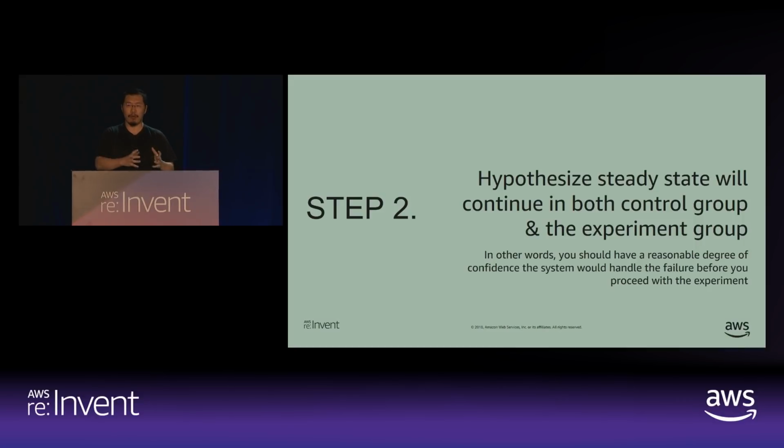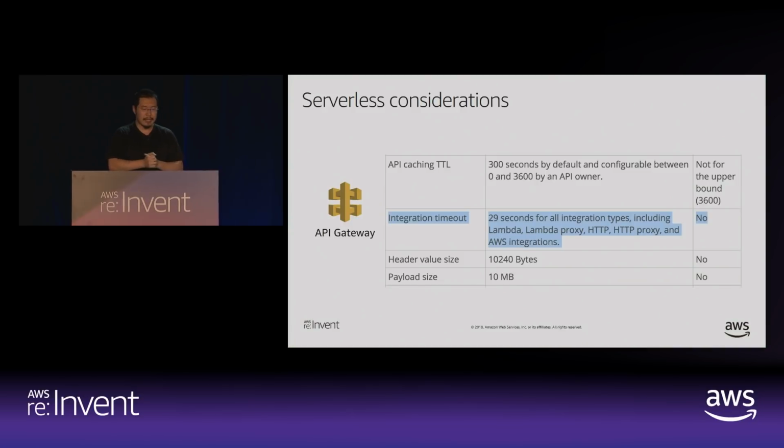So once you've defined what normal looks like for your system, you can start to design scenarios on how the system might fail given some failures that you can inject. In this case, there are some specific considerations we need to make for a serverless application. For example, even though your Lambda functions can now run for 15 minutes, API Gateway has a hard timeout of 29 seconds. So after 29 seconds, API Gateway is going to time out the request, even if your function is still running in the background, and your caller is going to get back a 500 response.